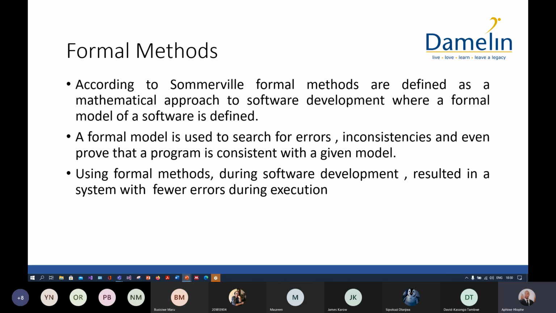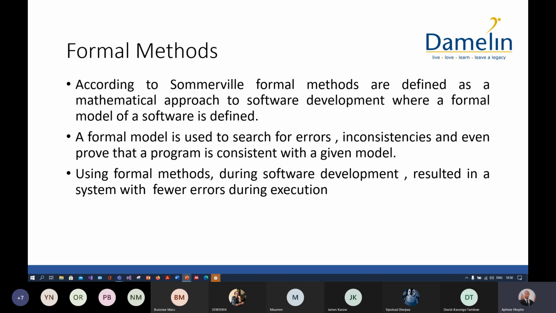When people are building bridges and they're building houses, you do some sort of calculations, and they provide you with some level of certainty that what you're building and the way you're building it will actually work. So software engineering is no different as a field of engineering. By using mathematical models, you provide some level of assurance. So using formal methods during software development results in a system with fewer errors during execution.